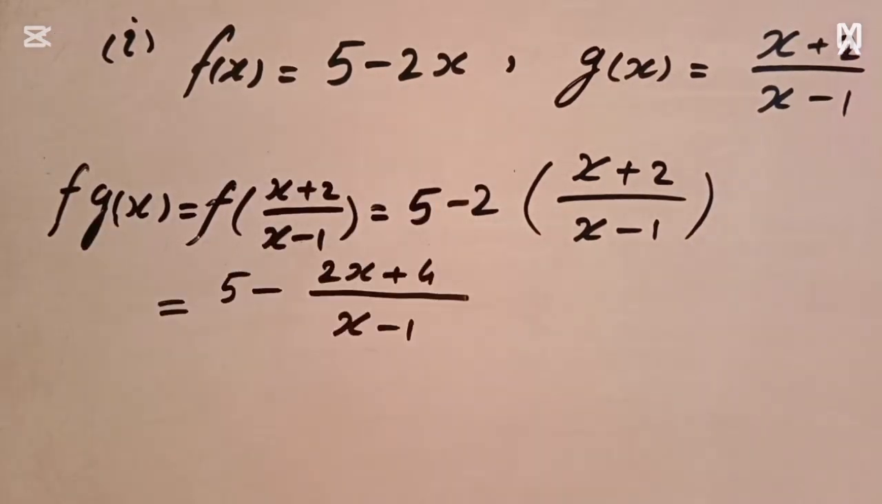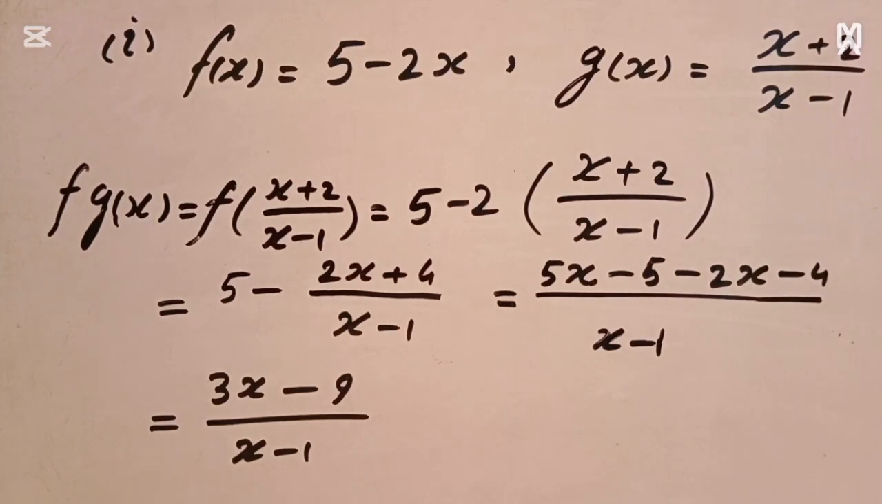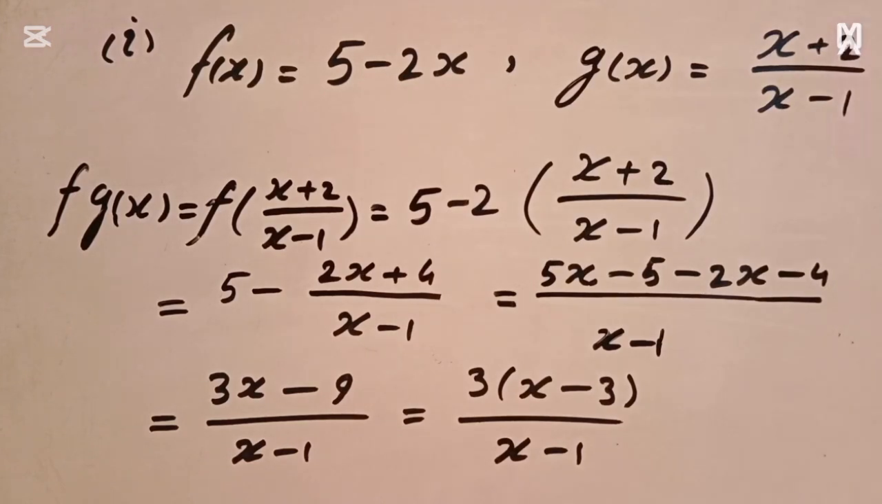Opening the bracket, 2 is multiplied by each and every term in the numerator. x minus 1 is the LCM of denominators. On solving it, it results (3x minus 9) by (x minus 1). Taking 3 common, it results 3 into (x minus 3) by (x minus 1).